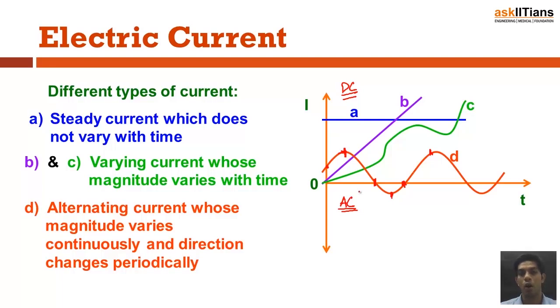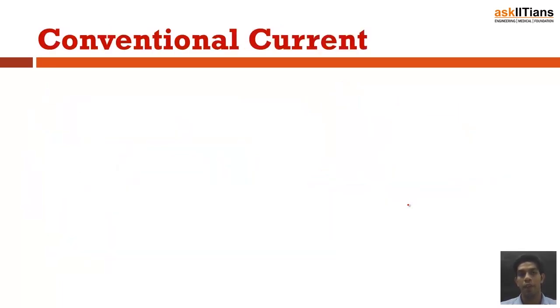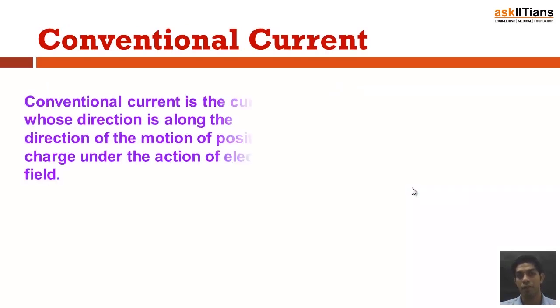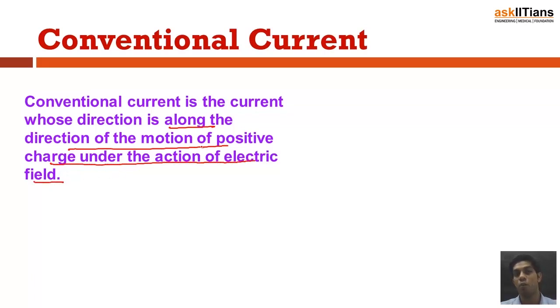So hence alternating current. So these are the types of current which we observe around us or which we use. Now we'll shift our attention to conventional current, under which we will study about the direction of the current. The direction of the current is the direction along the direction of motion of positive charge under the action of electric field.